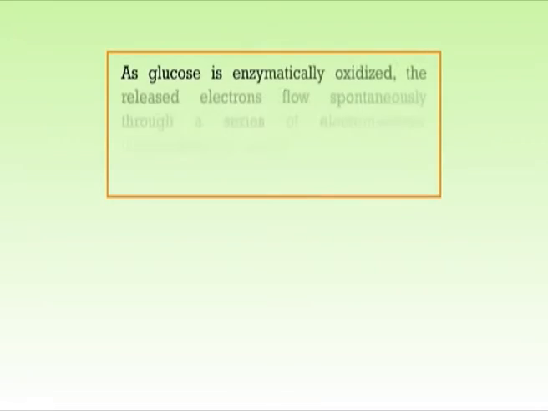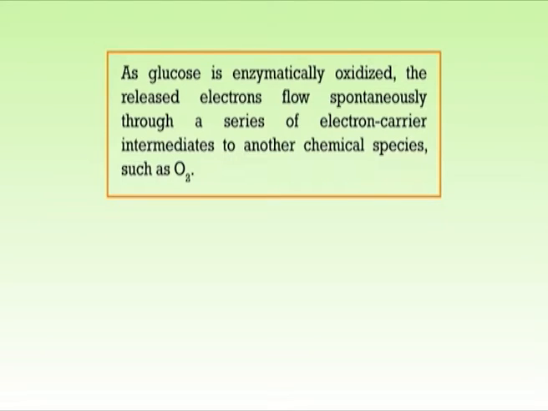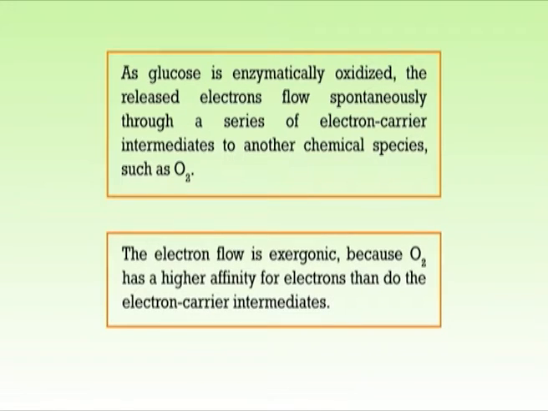Living cells have an analogous biological circuit, with a relatively reduced compound such as glucose as a source of electrons. As glucose is enzymatically oxidized, the released electrons flow spontaneously through a series of electron carrier intermediates to another chemical species, such as oxygen. The electron flow is exergonic because oxygen has a higher affinity for electrons than do the electron carrier intermediates. The resulting electromotive force provides energy to a variety of molecular energy transducers, like enzymes and other proteins that do biological work.